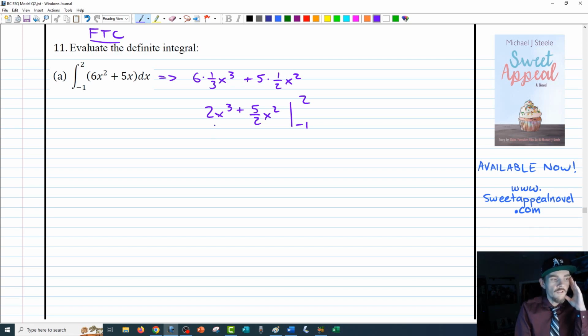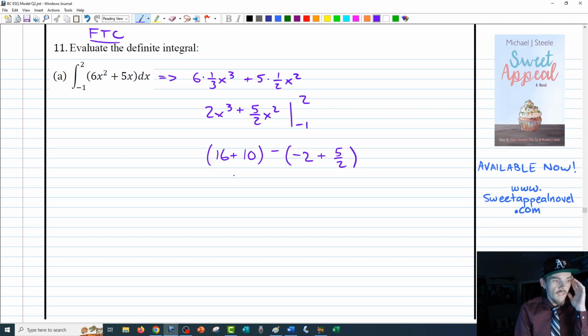So first, if I plug in 2, I'm going to get 2 times 8, which is 16, and then plus 5 over 2 times 4, which is 20 over 2, or 10. So that's pretty simple, worked out really nicely. On the next one, if we plug in -1, we're going to get 2 times -1, which is -2. The next one will be positive. It'll be 5 halves times 1, which is 5 halves.